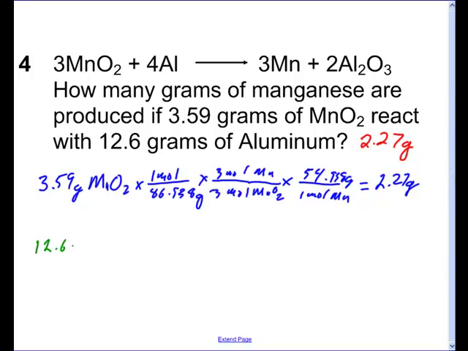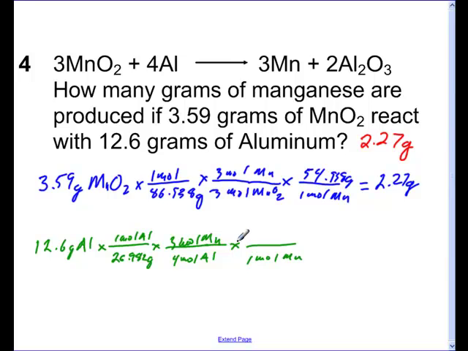So I've got 12.6 grams of aluminum. Okay, 1 mole of aluminum happens to weigh 26.982 grams. The mole ratio between aluminum and manganese is 4 moles of aluminum to 3 moles of Mn. And again, I'm just getting this from the coefficients of the reaction. 1 mole of Mn is 54.938 grams. Okay, and when I work that out, I get 19.24 grams.